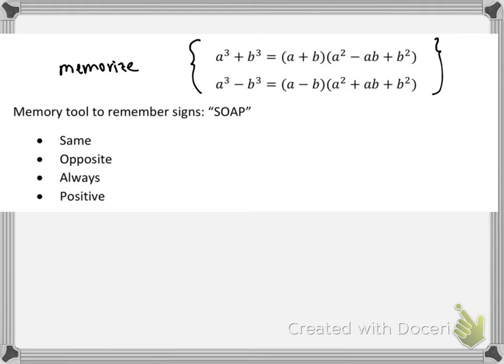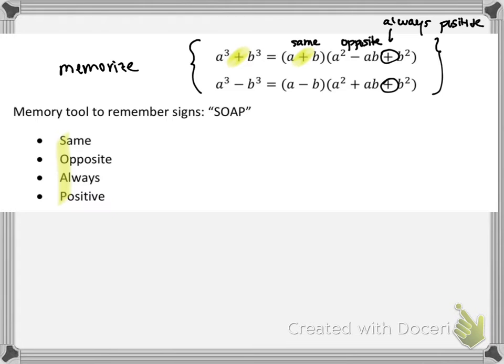Okay? So we have this cute little memory tool. The acronym is SOAP, as you can see here. And SOAP stands for same, opposite, always positive. So what does that mean? Well, that's really just talking about the sign. If I have a sum, the first sign that I see is also a sum. So in other words, this sign is the same as the original sign. Then the next sign, notice it's a subtraction sign. That means it's the opposite of what we started with. And then the last one is plus. And in both situations, hopefully you can see that they're both positive. So we just say that the last sign is always positive.